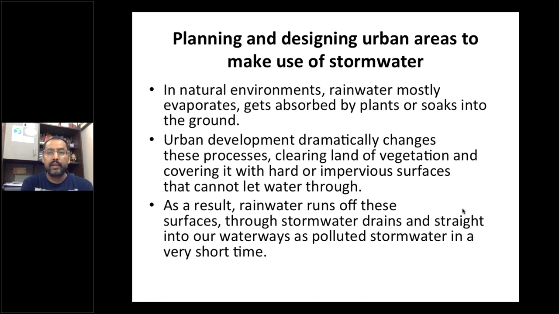So how do you plan and design urban areas to use storm water? Because storm water is very important. I'm coming to storm water because it is mostly neglected in our planning documents, in our master plans. In natural environments, rainwater gets evaporated, and there's evapotranspiration. The plants transpire, they lose water. 92% of the water that you put in the plant gets lost through evapotranspiration, and some of it is absorbed by the ground. In our norm, we say that around 10 to 11% of the water falling on an unpaved area actually goes to recharge your groundwater, which is very little.